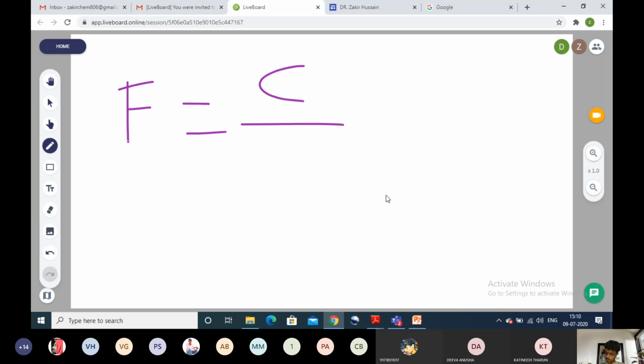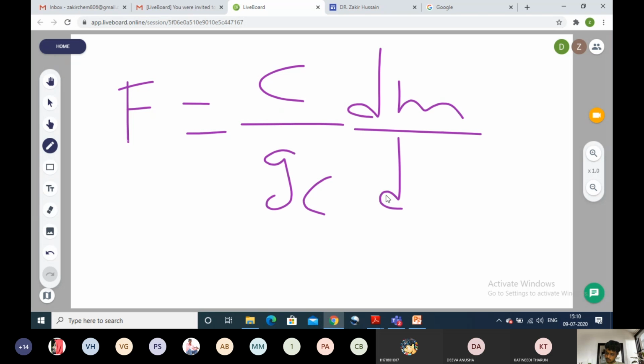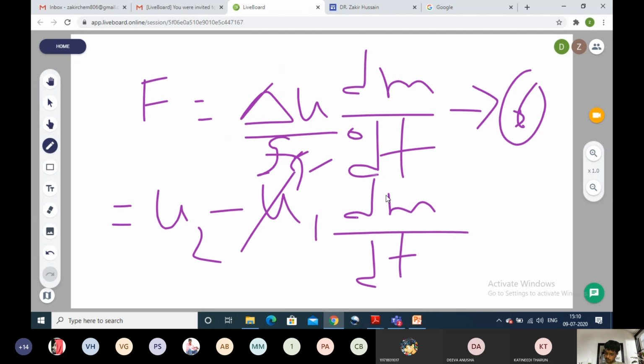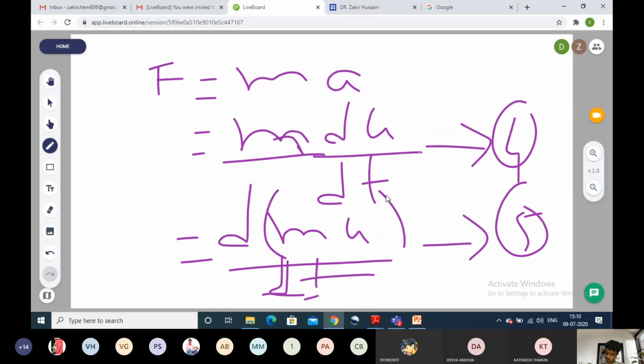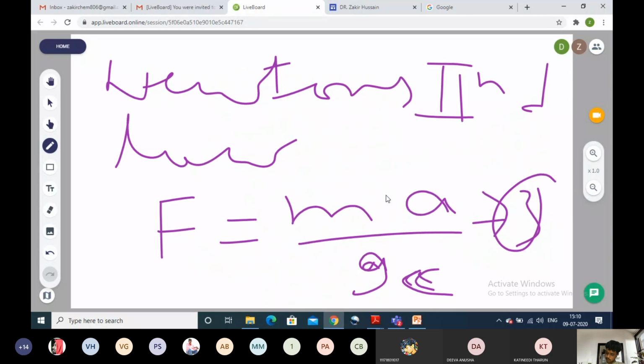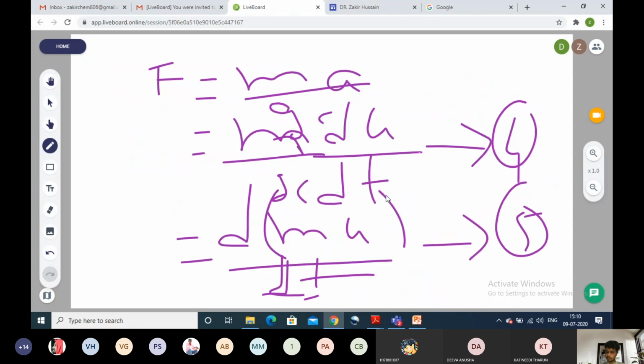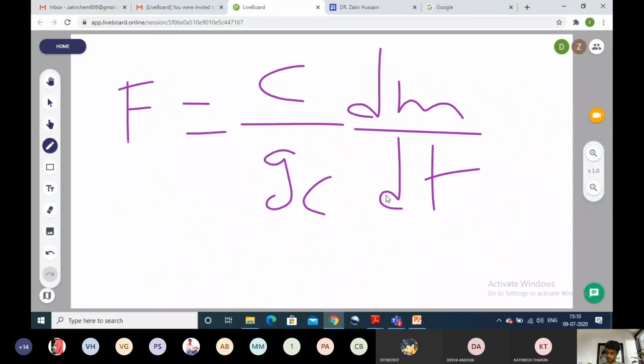Remember, in all these equations there is a gc. I forgot to incorporate it in this one. Gc is the gravitational constant. Since here we already defined F is equal to Ma by gc, here also Ma by gc, and gc we need to incorporate. Now this is the equation which we obtained.